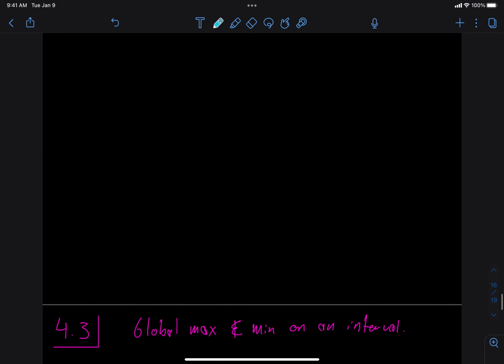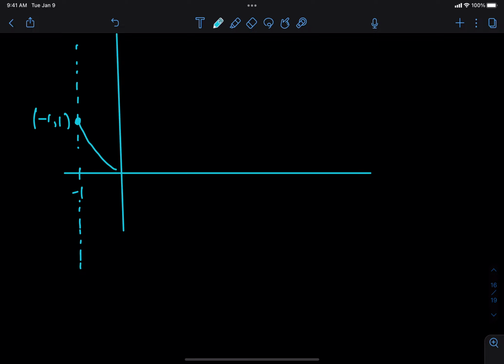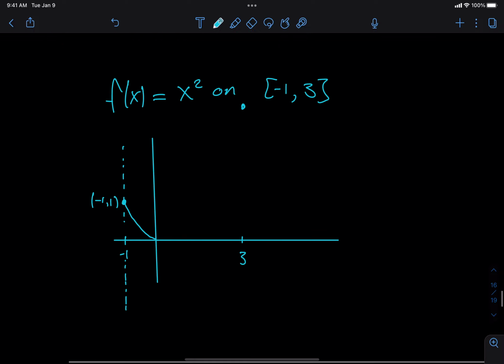So let me show you what I mean. Let's do f of x equals x squared on the interval from -1 to 3. What would that look like? Here's -1, and this would be the point -1, comma 1. Then it comes down, and then we go all the way over to 3, and we would have the point 3 comma 9.